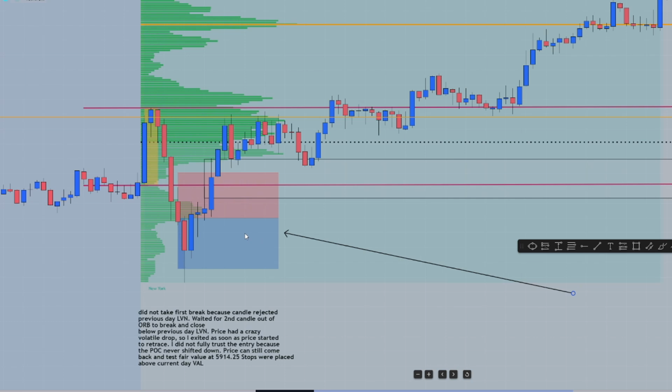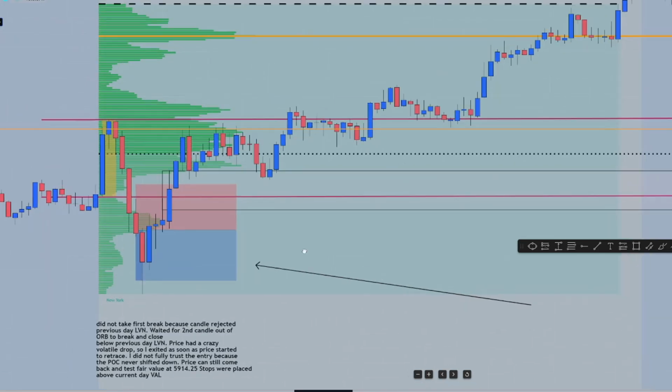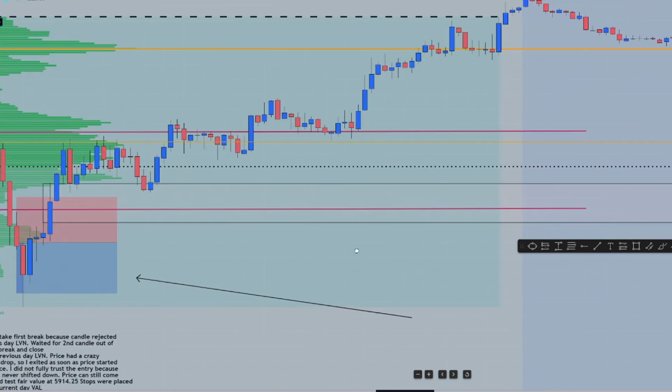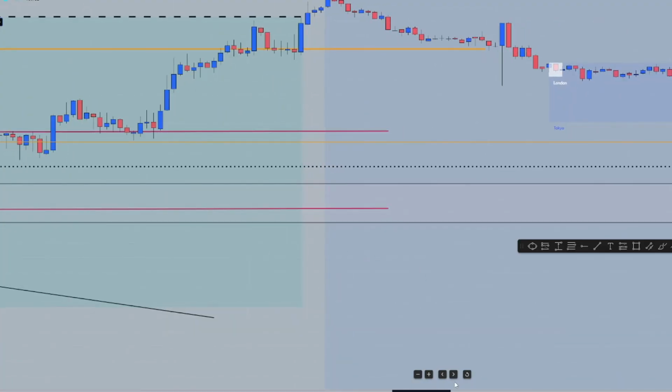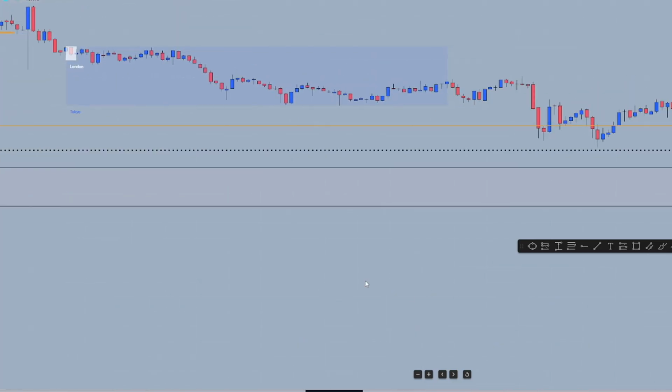So I was afraid of a retest, and this drop was just too crazy for me, and I just wasn't confident in the trade. So I just got out of the trade and I left it at that. It was 13 points, almost 14 points, and I usually trade with 50K accounts, 3 micros on my main accounts. So let's go to another day.